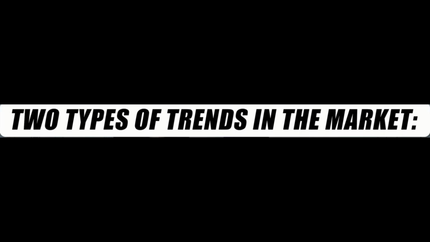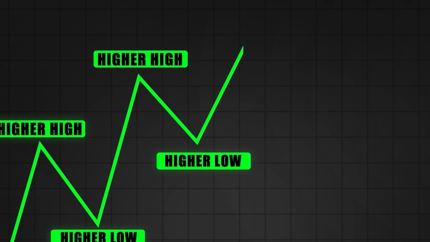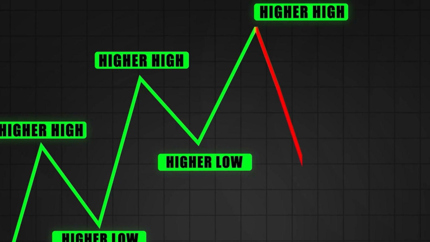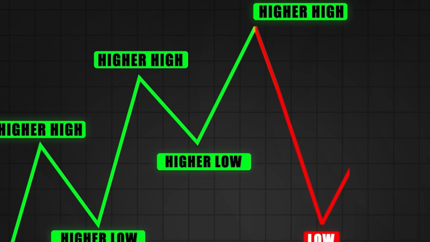Now, these trends are basically of two types. One is an uptrend and the other is a downtrend. In an uptrend, the price forms a pattern of higher highs and higher lows. Here you can see how the price is moving up and down, whereas in a downtrend, the price forms lower highs and lower lows. In this way, the price goes down.